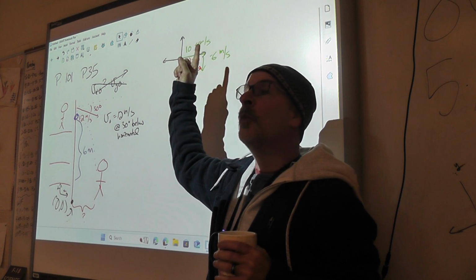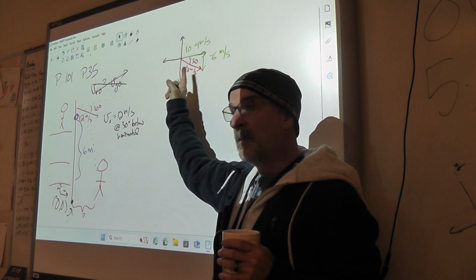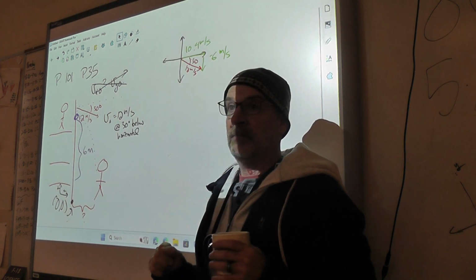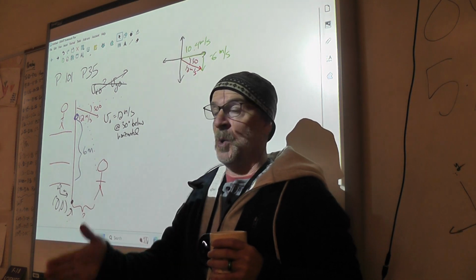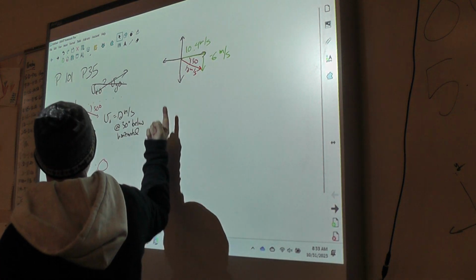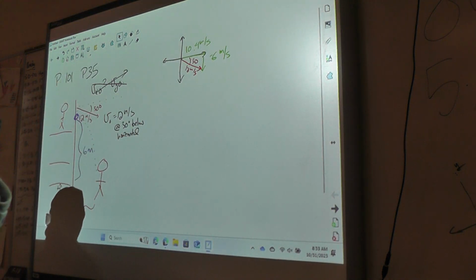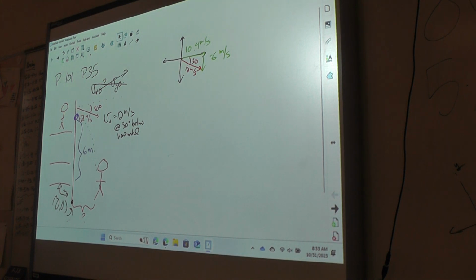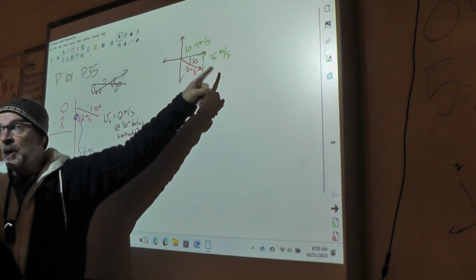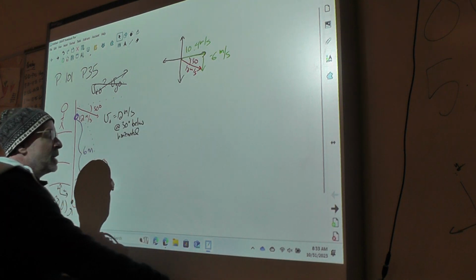Like why in the world did the math people decide that 0 degrees was to the right, when everybody knows that for thousands and thousands of years, 0 degrees was straight up. That just doesn't make any sense, but that's what people do. Anyway, that's an aside.